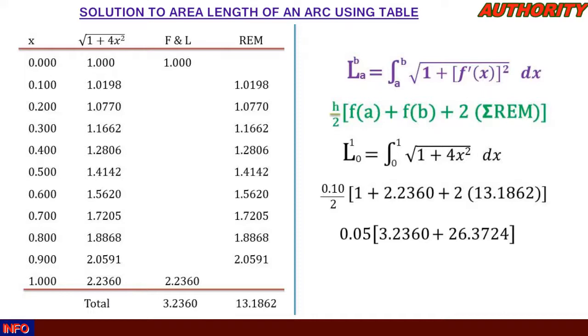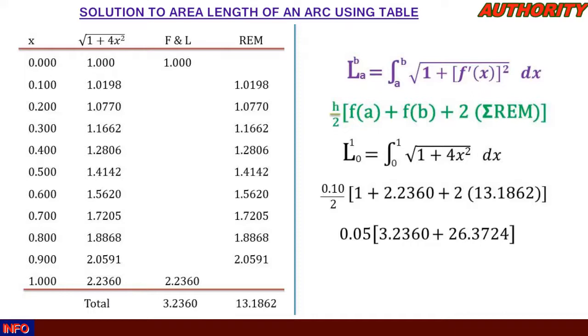Now let's go again. When we say 1 plus 2.2360, it's going to give us 3.2360. Okay, good. When you use this 2 to open the bracket, that is going to say 2 times 13.1862, which is going to give us 26.3724. You get it right? Good. Now let's go again. Here we have 0.05 open bracket 3.2360 plus 26.3724. You get it right? Yes.